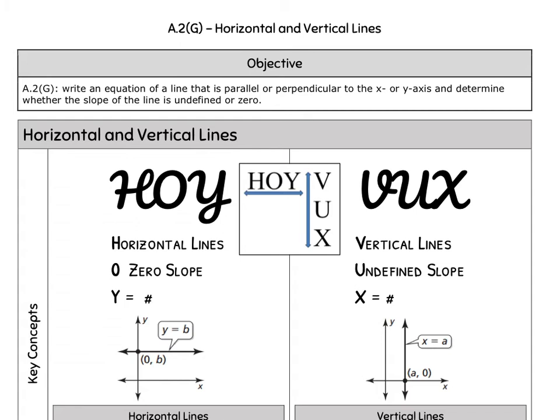What direction is horizontal? Show me with your hands. Everybody, show me with your hands. Horizontal goes like this. Okay, horizontal looks like this. What does vertical look like? Show me with your hands. Yeah, vertical is straight up and down.